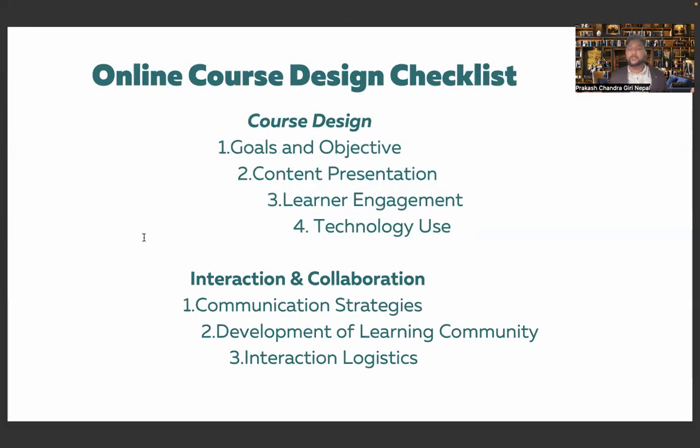Online course design checklist. See, first, course designing, goals and objectives. What are they? Number 1 point, content presentation. How do we present the content? How do we engage the learners? What kind of technology or tools are we using? What is the communication strategy? We need to develop a community, learning community of practice, interaction, logistics. So these things are some checklist so that we can develop some online course.